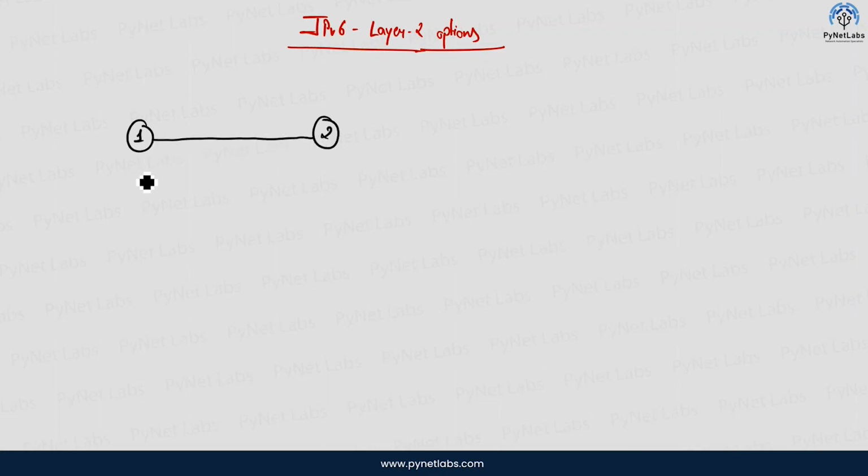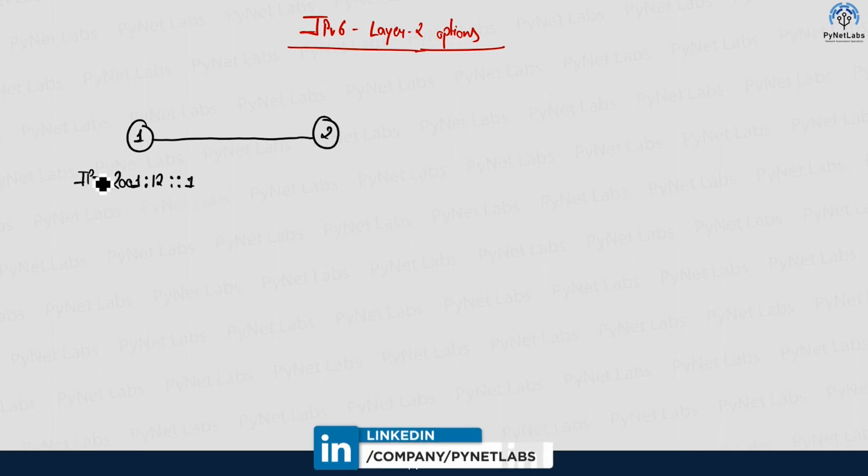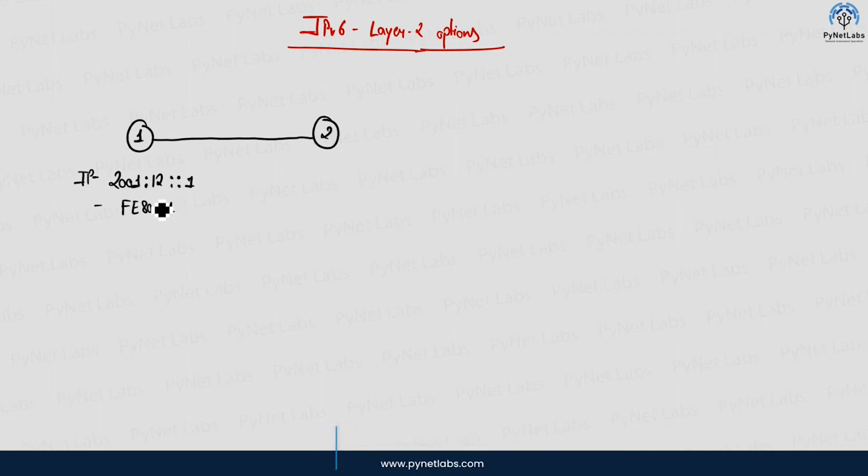So let's say there is some IP address, as of now I'm just implementing. Let's say the IP we are going to have here is 2001::12::1. Once you enable this IP address on this router, there will definitely be a link local address. So along with this IP there will be FE80::1. This will be the link local address which is going to come up.